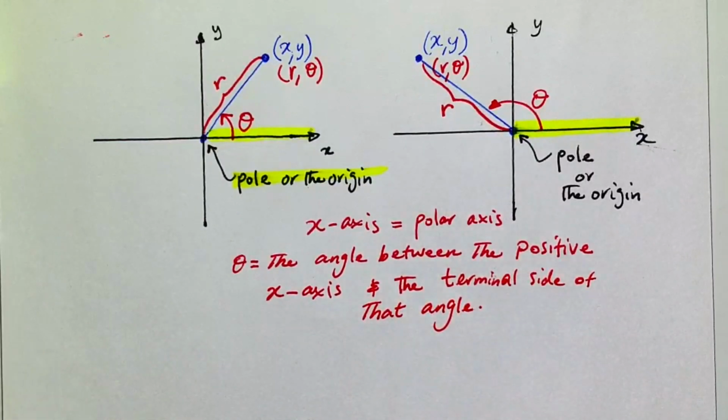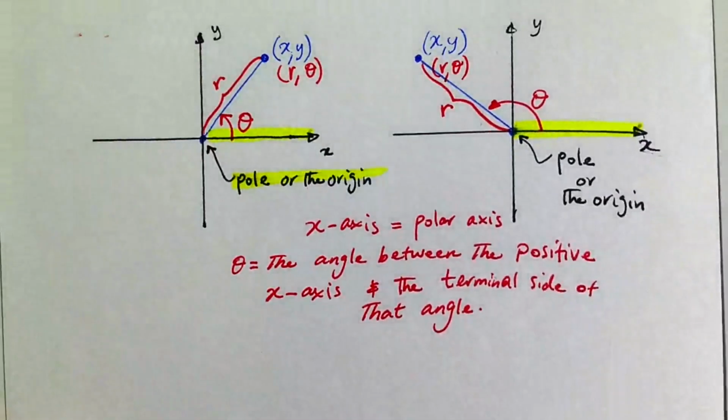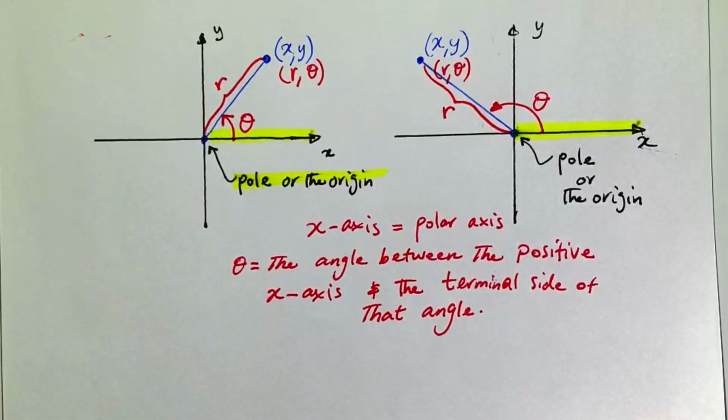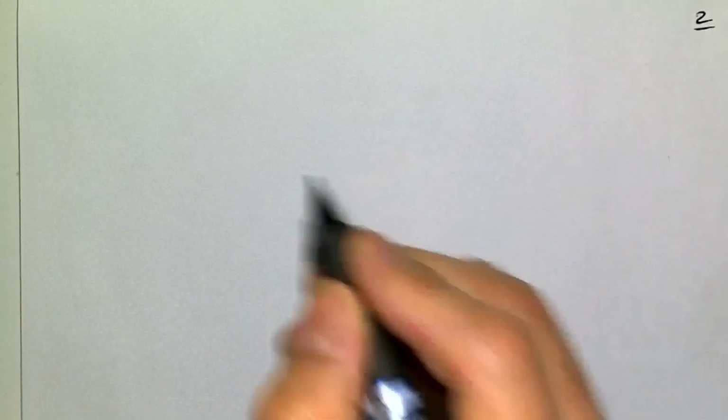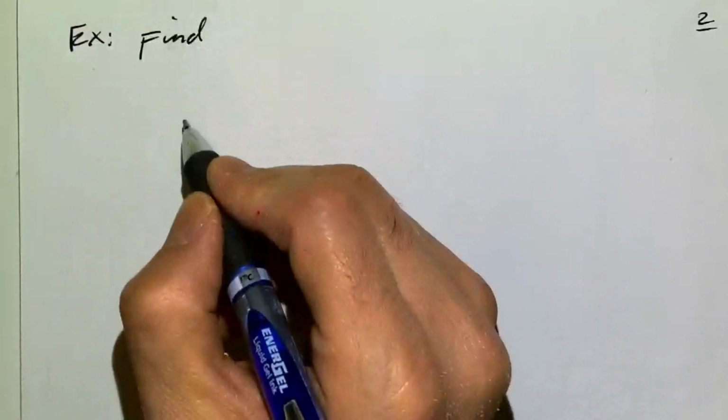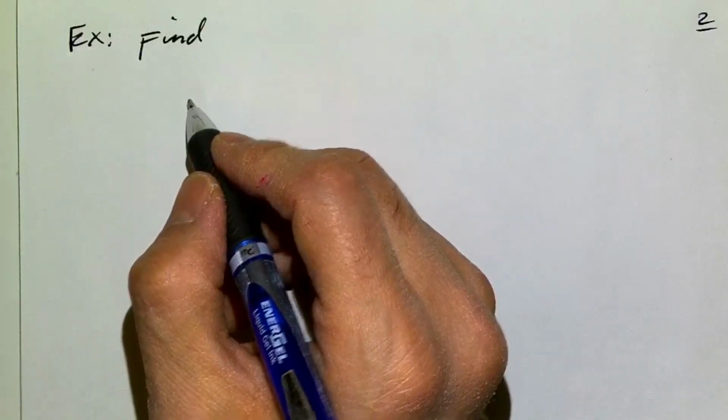Okay, so these are how we describe the polar coordinates of a point. All right, next, let's give some basic examples of finding the polar coordinates of a point. We'll look at just a few simple examples.